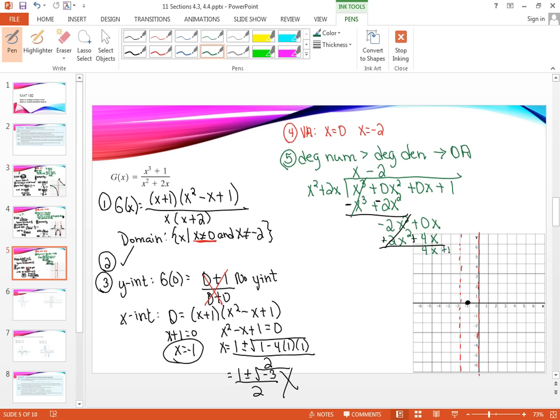Well, x squared is not going into that. So this is my quotient. So my oblique asymptote is y equals x minus 2. Okay. So I'm going to draw that with a dotted line.